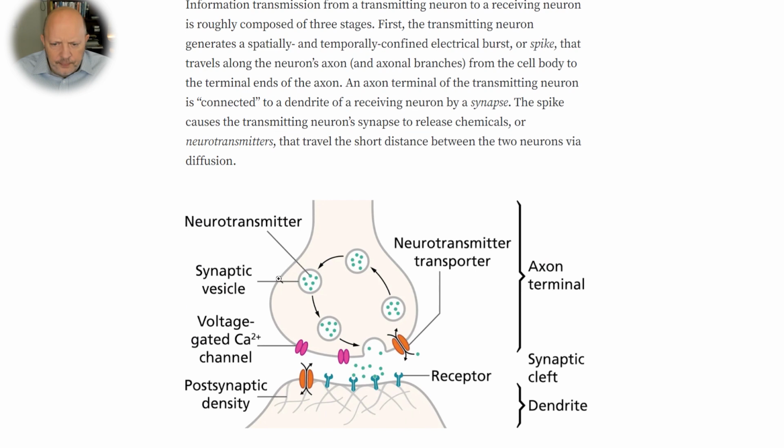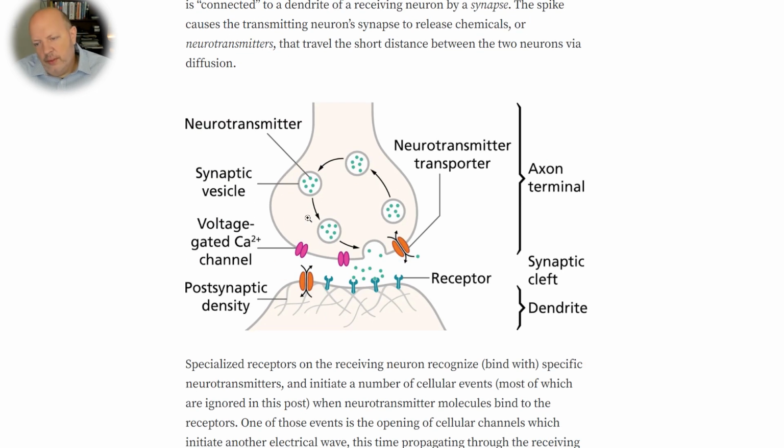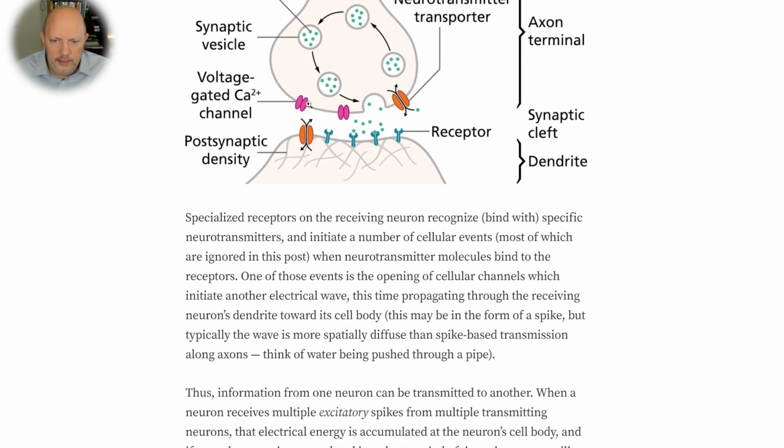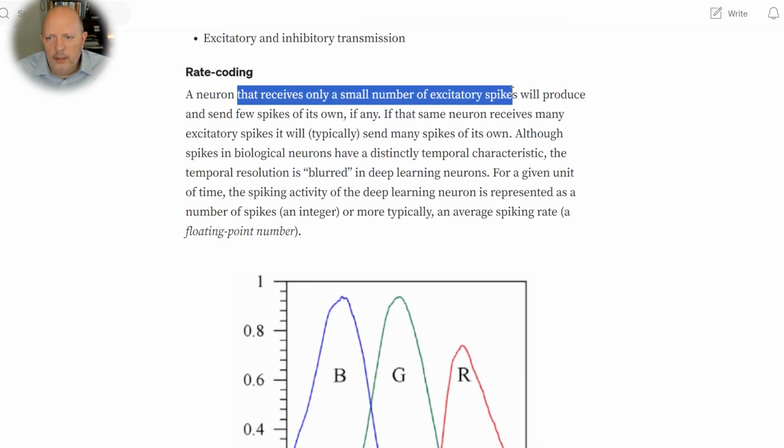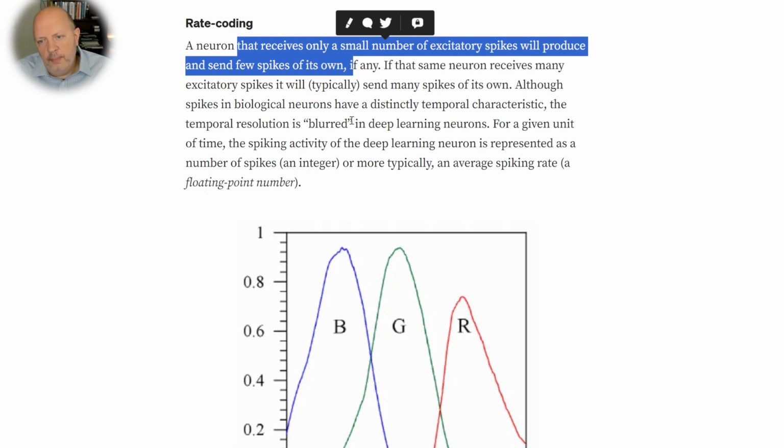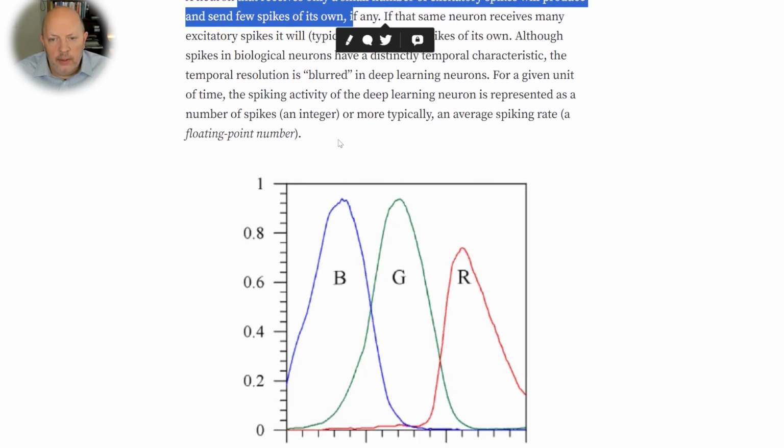Here's how basically neurons work. It's not really that important in this part here. Rate encoding is kind of what I was talking about. If a neuron receives only a small number of excitatory spikes, which would be inputs, it will produce very few spikes on its own. So small input, small output. Sometimes the output doesn't even ever happen. If you have a lot of small inputs, it never actually produces a firing; it never fires the neuron.